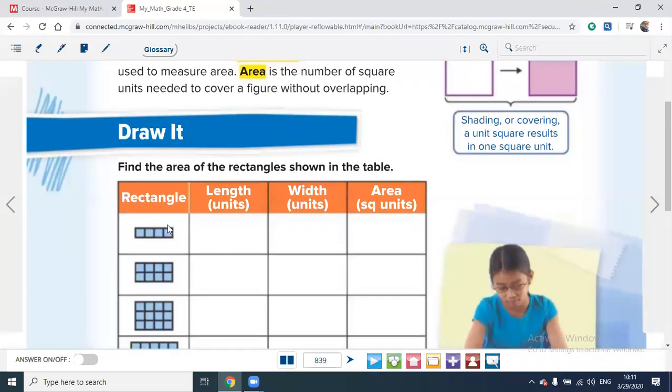As we see here in this table, I have this rectangle. How many squares inside it? You can count 1, 2, 3, 4, so the total is 4. But before we do this, count what about length units? The length. How many? 1, 2, 3, 4. You write 4. And how many width? Only one, so the total will be 4.